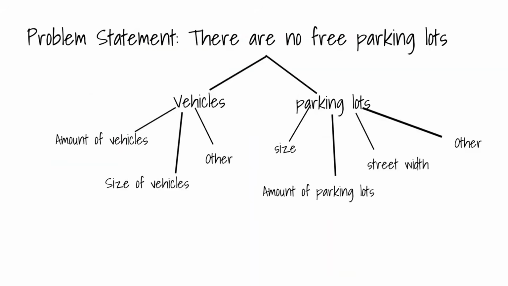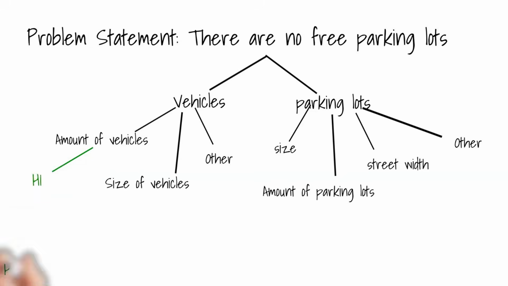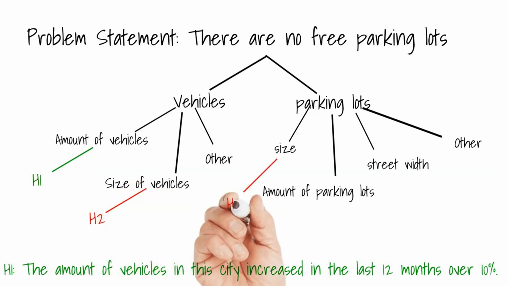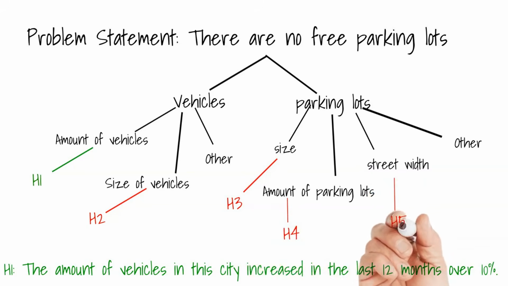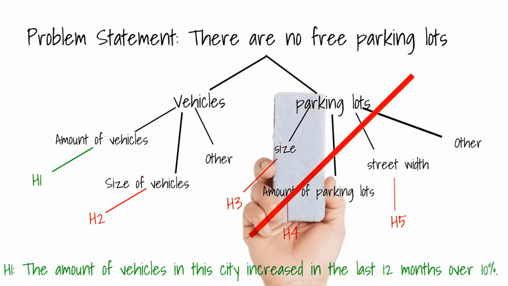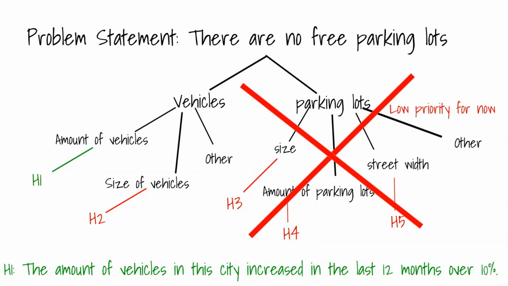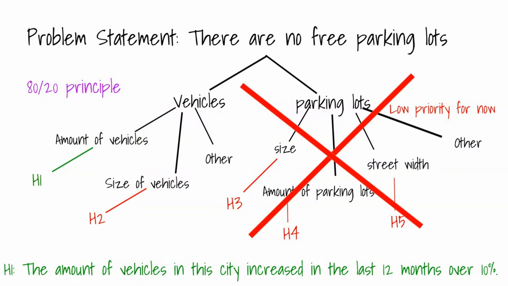Based on the leaves in the logic tree, we could formulate the following hypotheses. An example, hypothesis 1. The amount of vehicles in the city increased in the last 12 months over 10%. Now you can imagine we can formulate a hypothesis for every potential root cause, even multiple hypotheses for a single root cause. We can also prioritize hypotheses over another, because the probability for each might be completely different, and maybe one makes more sense than another. As per the Pareto or 80-20 principle, 20% of the possible root causes will lead to 80% of the symptoms.